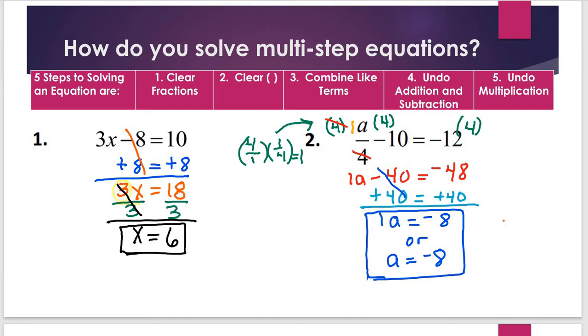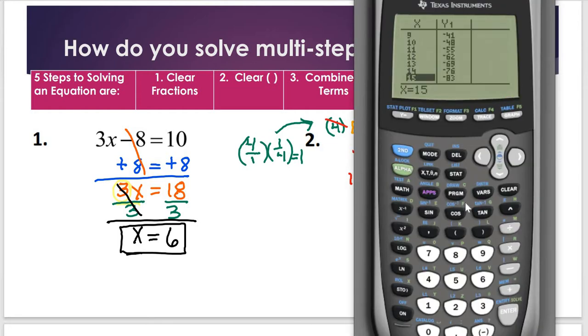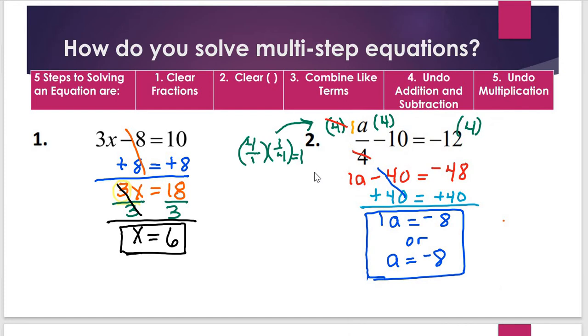Now you can quickly check this to see if this is the correct answer. I'm going to get out of my table, turn it back on and clear it, so I can take my answer and just substitute it back in. I have 6 minus 8, and I see that it is an answer of 10. This is a quick way to know if you are correct or not.